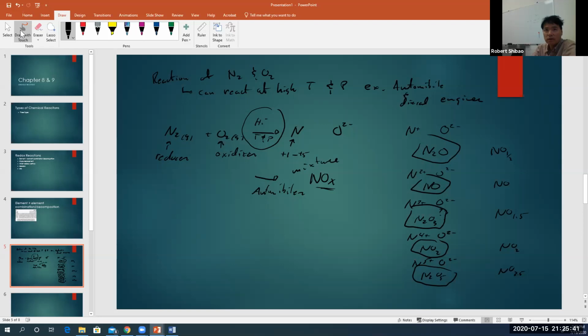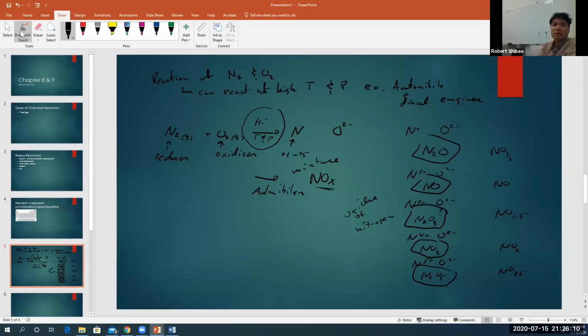And if you have an automobile, one thing you have to do with autos is you have to go for a smog check. When you go for a smog check, they check for the NOx level. You don't want too much NOx because NOx creates photochemical smog. And so these oxides of nitrogen are not good. These are oxides of nitrogen.